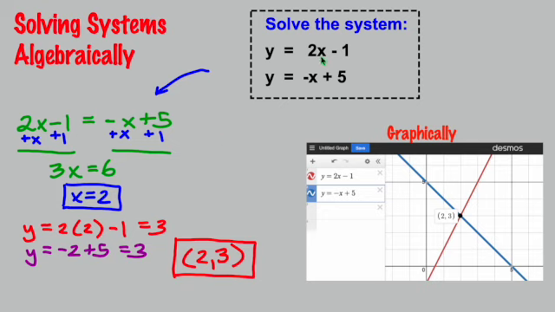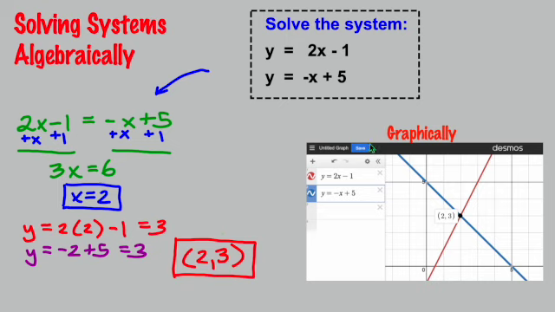So if you plug in a 2 here or plug in a 2 over here, you should get the same thing. And in fact, it doesn't matter which one I pick, I get 3. Now, if we don't get the same number each time, that's a problem which we'll talk about later in the video. But we did get 3 in both cases here, so that means y is 3. So the answer is (2, 3) as a coordinate.